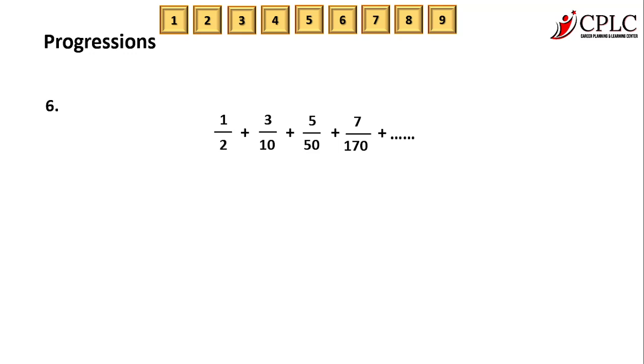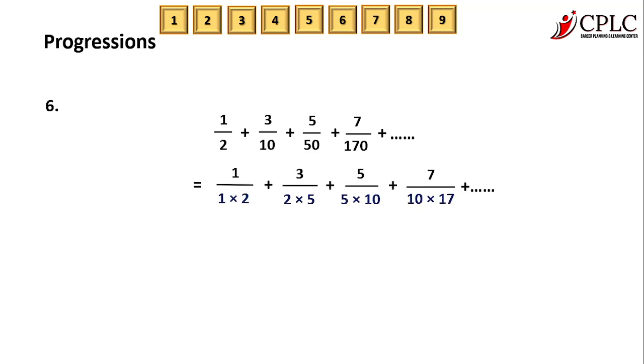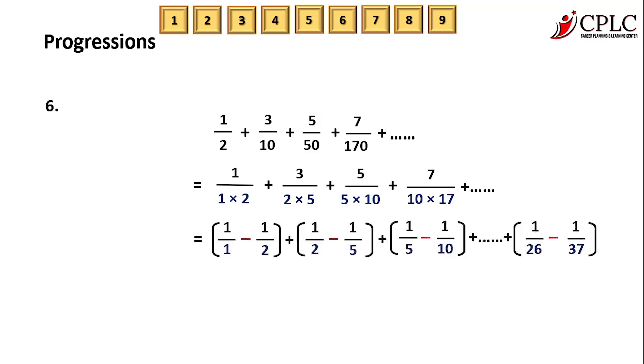The first one will be again 1 into 2. The second one, the 10, will be rewritten as 2 into 5. 50 can be rewritten as 5 into 10. 170 can be rewritten as 10 into 17. Then the other two also. So when you split the terms, this is what you end up getting: 1 by 1 minus 1 by 2 for the first one. The second one is 1 by 2 minus 1 by 5. The third one is 1 by 5 minus 1 by 10. Similarly, the last one becomes 1 by 26 minus 1 by 37.